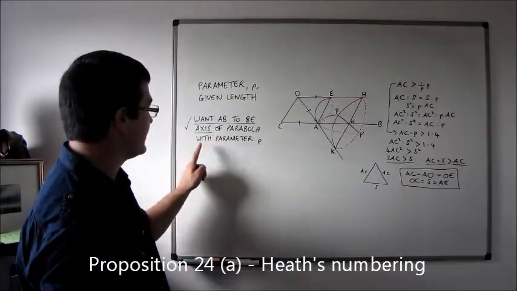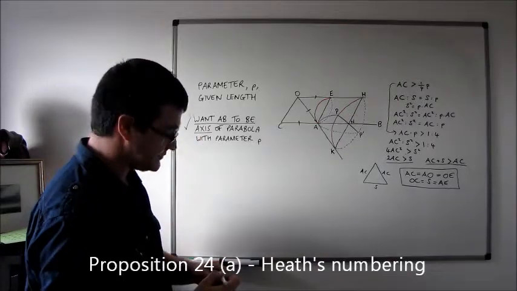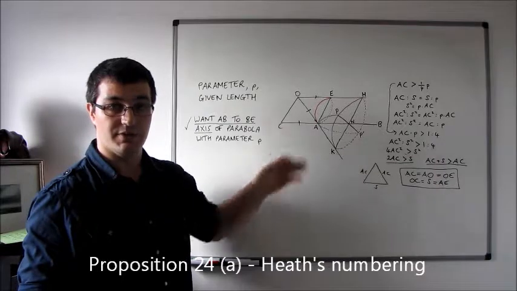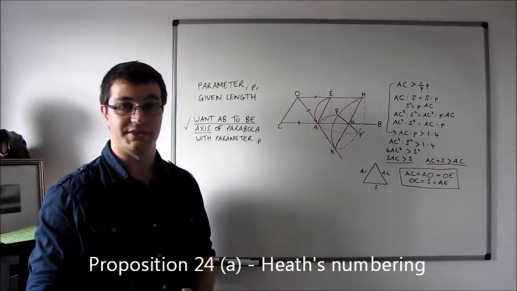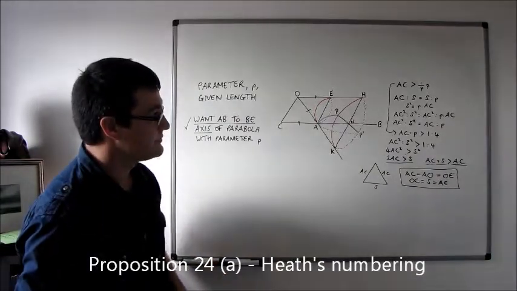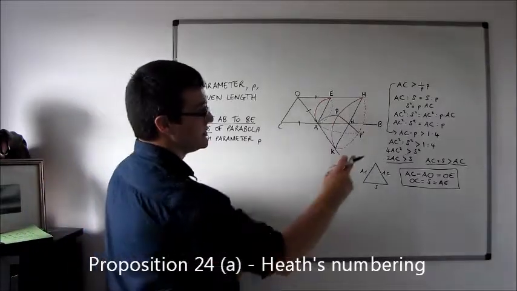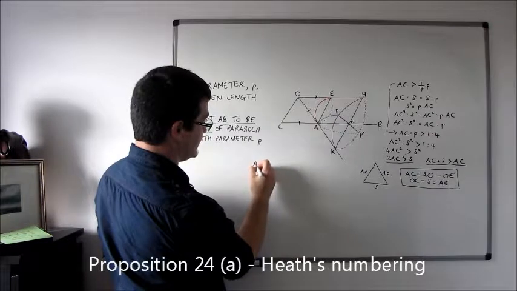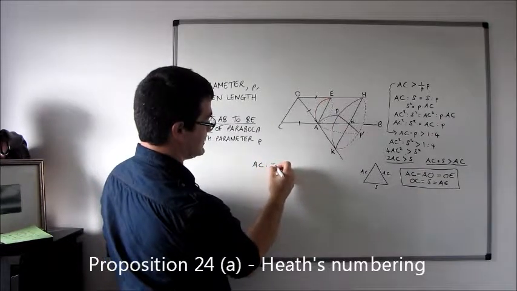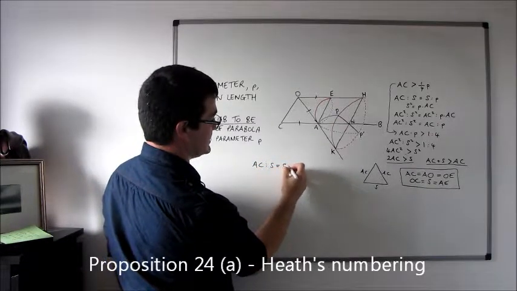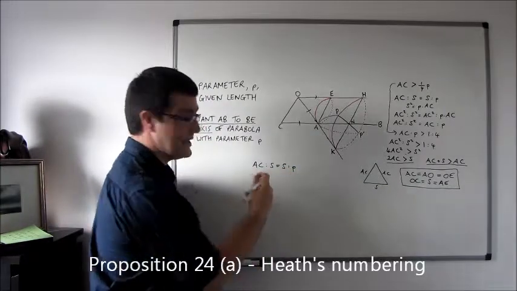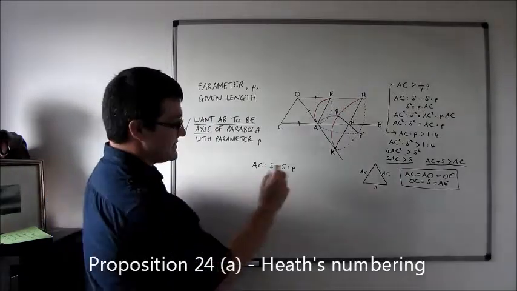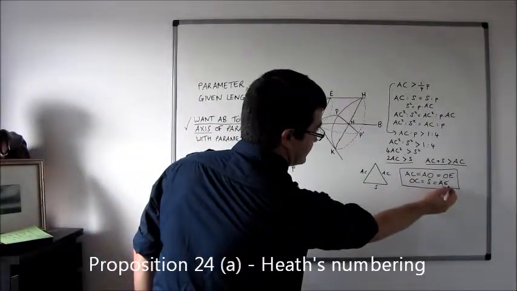So we just need to show now that P is the parameter of the section with respect to that diameter. So let's have a look at that now. So going back to this up here, namely that AC to S is equal to S to P. Remember, S was a mean proportional between AC and P. Well, S is equal to AE.